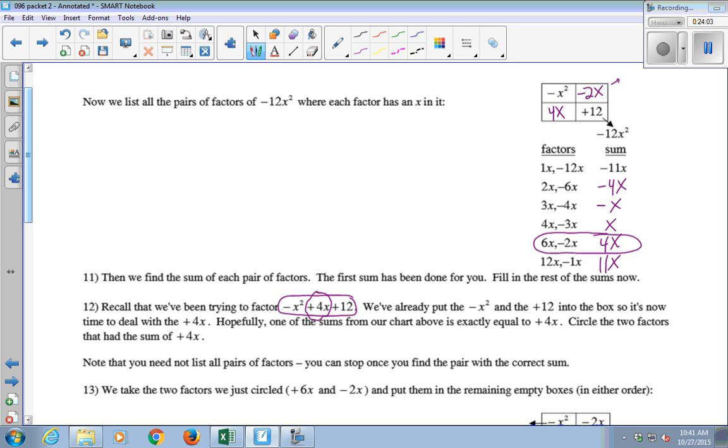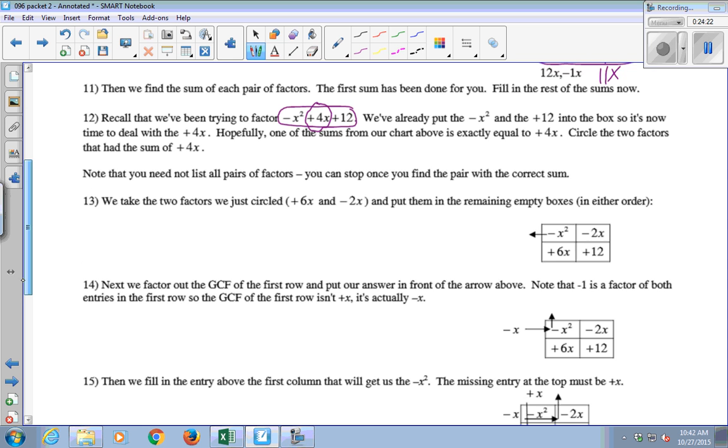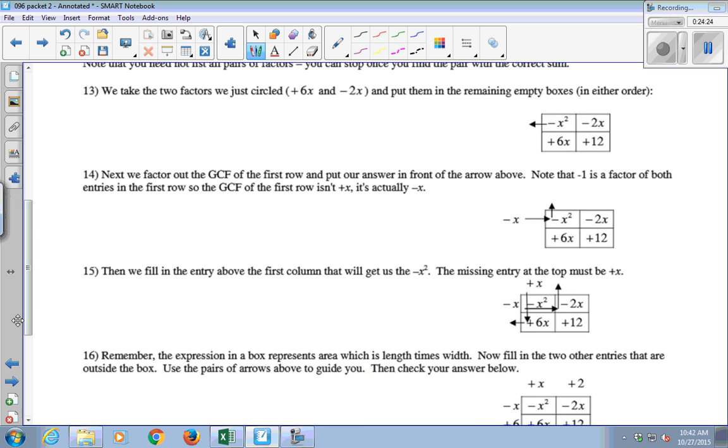They do multiply to, oh, sorry, that should be 6x and negative 2x. So those do multiply to negative 12x squared, right? Okay, so we put them in the box. And then we're going to factor out the GCF from the first row.